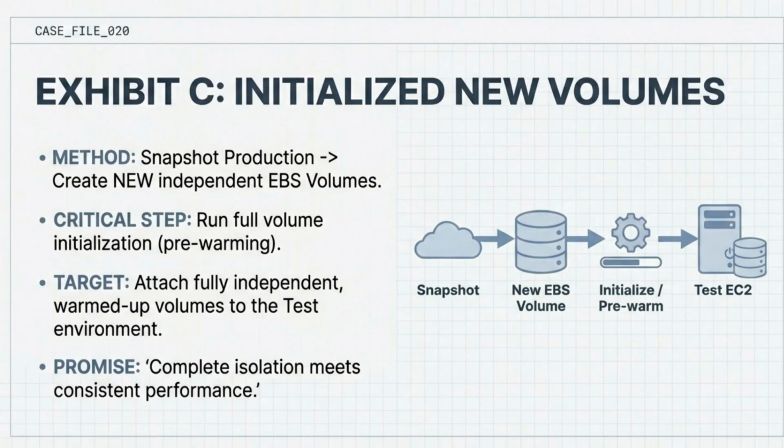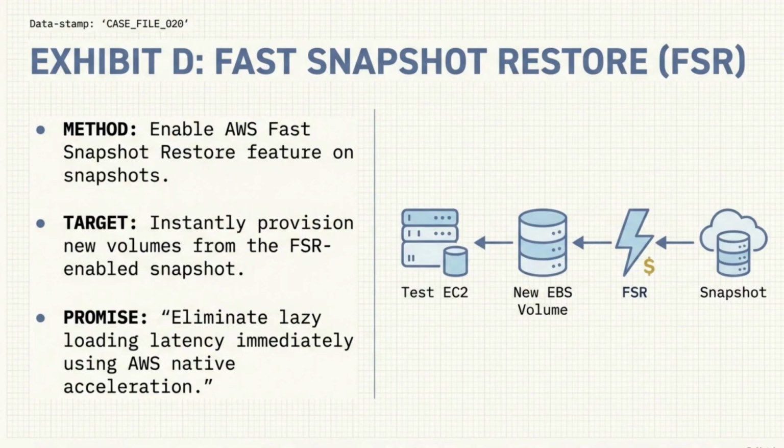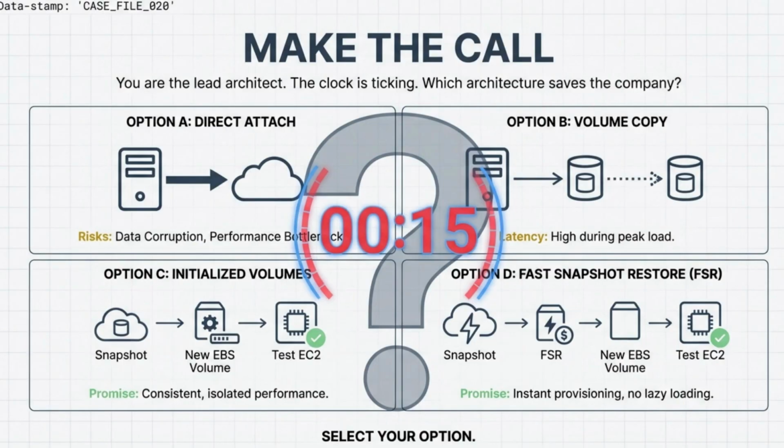Third architect, snapshots of production. Create new EBS volumes, initialize them, attach to test instances, and only then restore data from snapshots. And the fourth option, snapshots. Enable the fast snapshot restore feature, restore to new EBS volumes and attach to test. 4 options, 4 architects, and only one solution is correct.